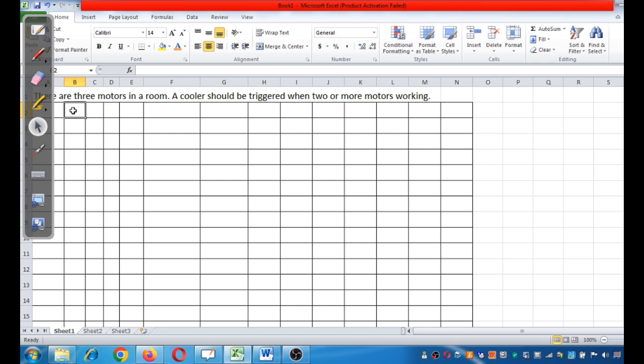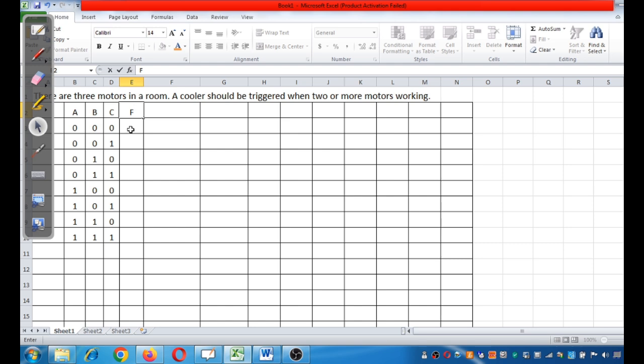We can represent three motors as A, B and C. These are the input lines to your circuit. Since there are three variables, you will be getting 8 combinations.